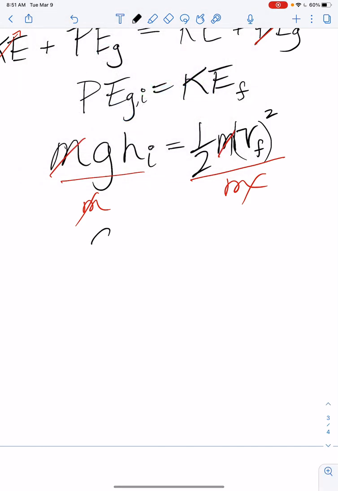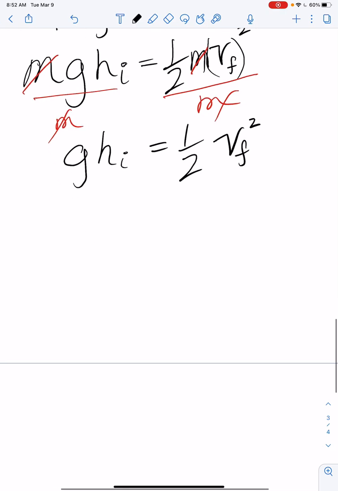So I'm going to go ahead and rewrite g times h initial is equal to 1/2 VF squared. Now I have to solve for VF and get my variables alone, then I can plug numbers in, or you can just plug numbers in right now, and either way is fine.